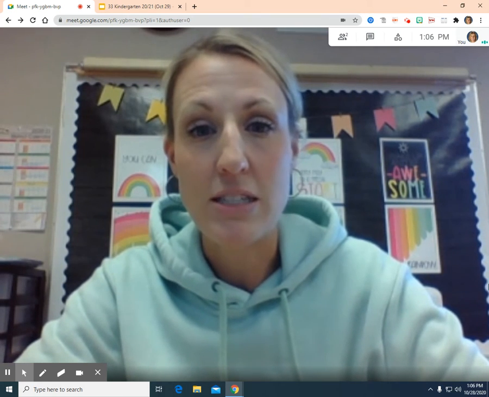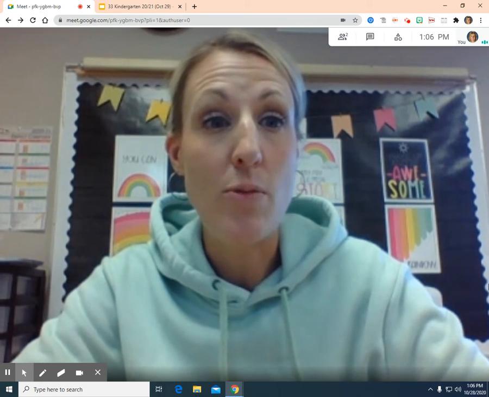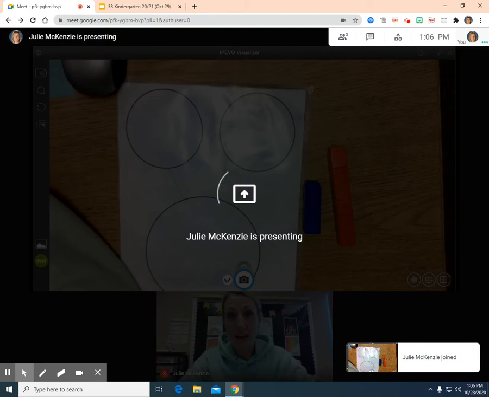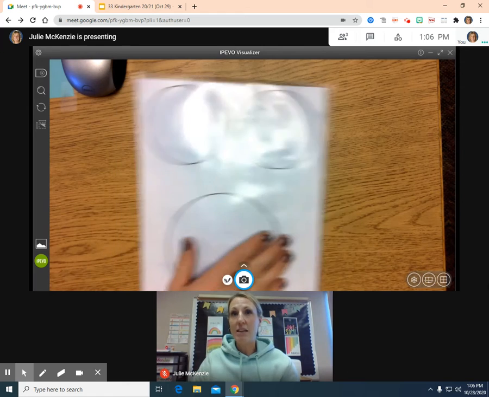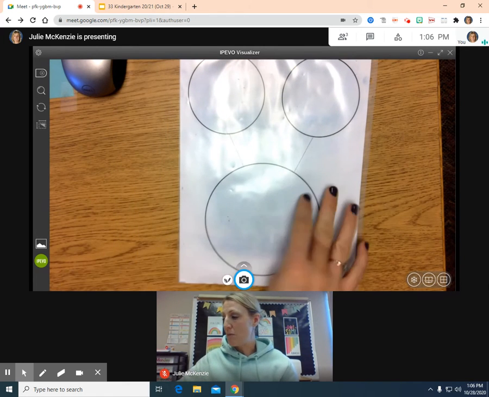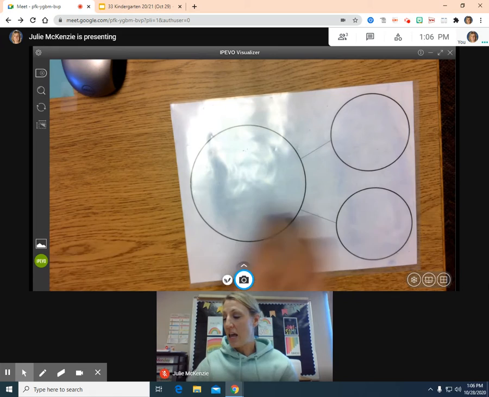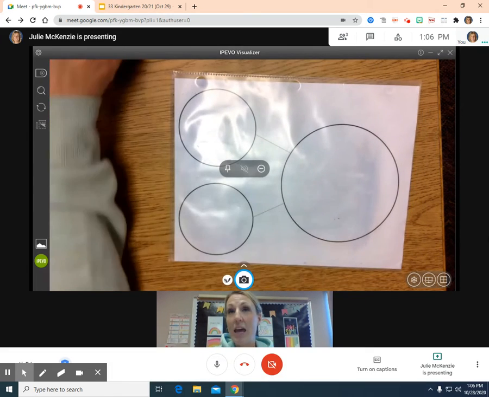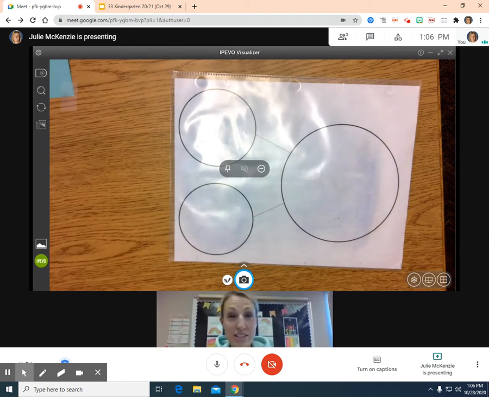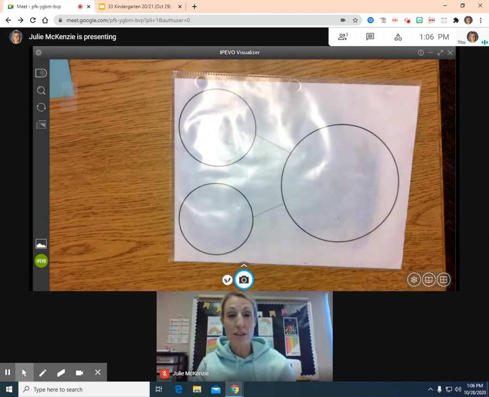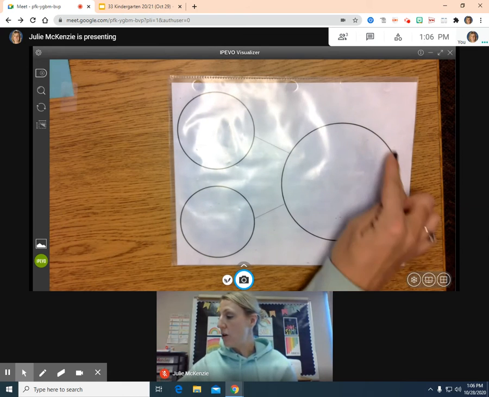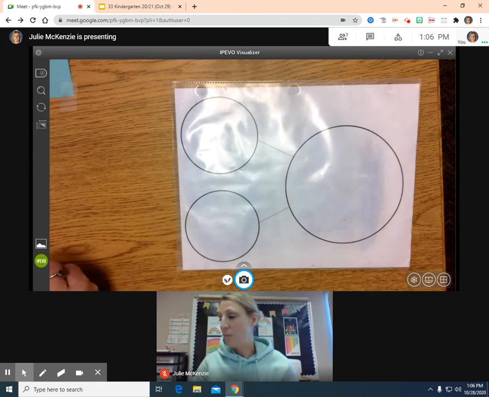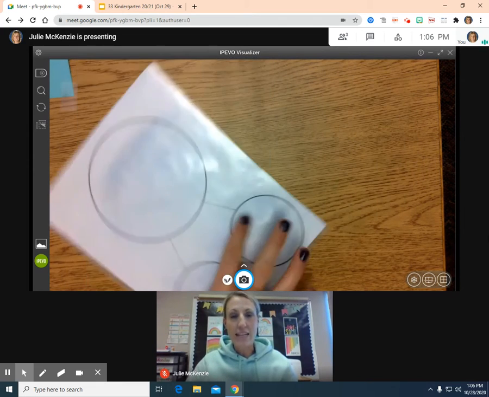Yesterday, we also talked about how number bonds can face different directions. They can face this way, this way, this way, and even this way. Number bonds can face all different directions, and it doesn't change the way the number bond works. You just need to know which circle is the whole group and which circles are the small groups. All right, let's dig in and get started.